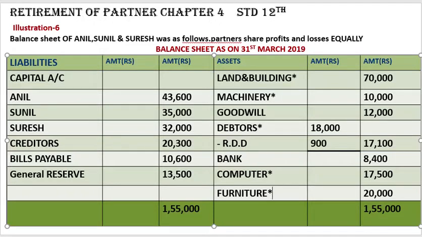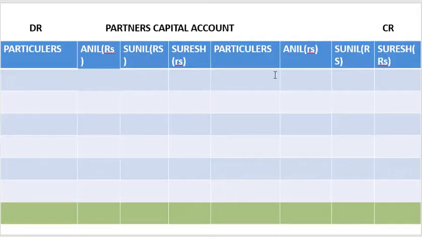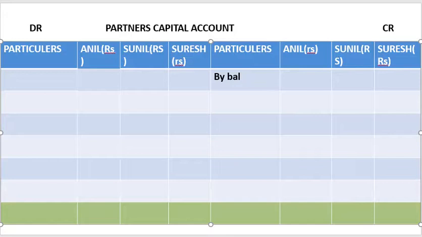Okay, so we'll start posting the given liability side of the partners. Capital account of Anil, Sunil and Suresh: 43,600, 35,000, 32,000. This will go on the credit side of partners capital account by balance brought down. Anil 43,600, Sunil 35,000 and Suresh 32,000.